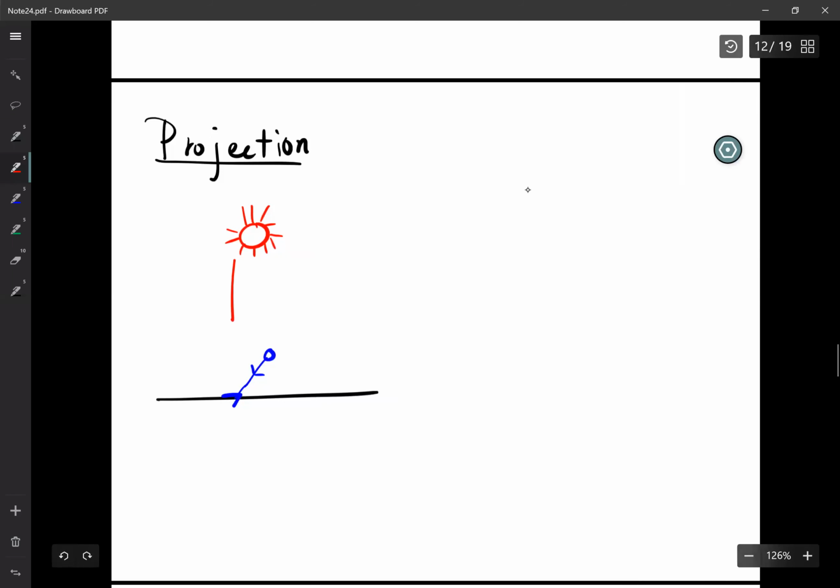So the sun is right above me. So the sunlight goes orthogonal to the ground. What does it mean? The sunlight is orthogonal to the ground. So what is the projection? It is the shadow of me on the ground. And this is my projection on the ground.